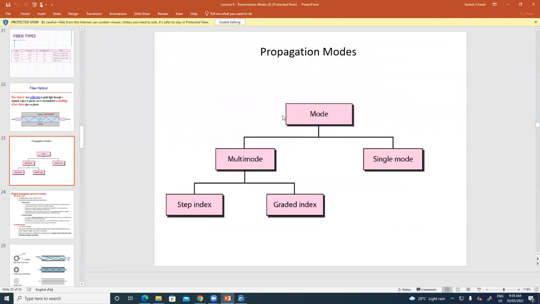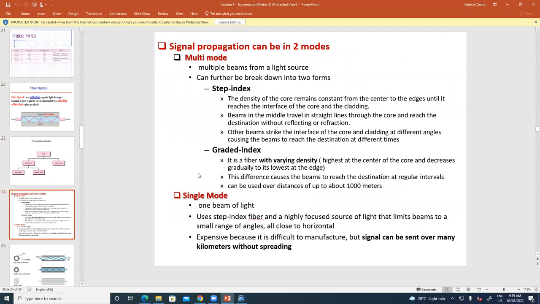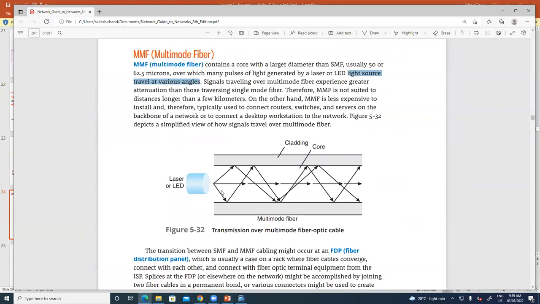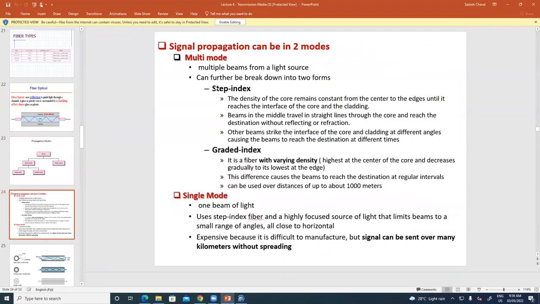Propagation modes: under the mode you have multi-mode and single mode. Under the multi-mode you have step index and graded index. Under the multi-mode, it says multiple beams from a light source, right? So, multiple beams from the light source can further break down into two forms: step index and graded index.